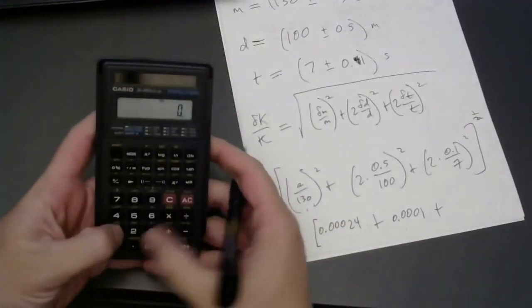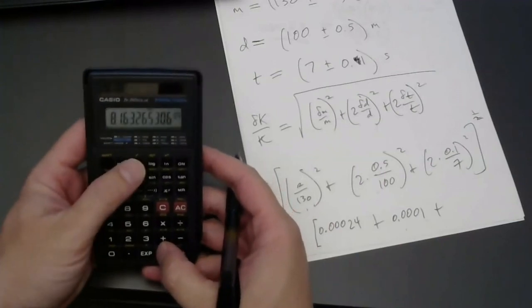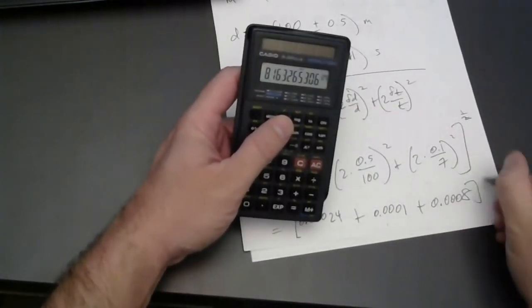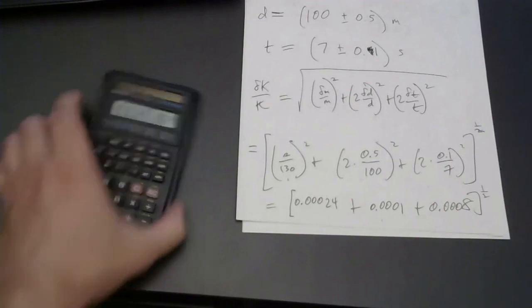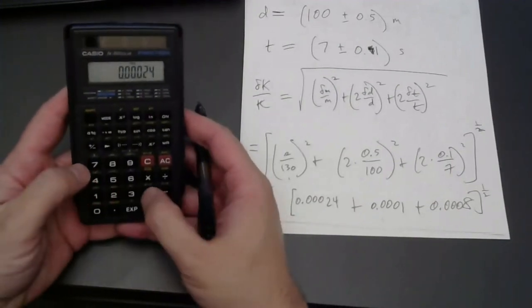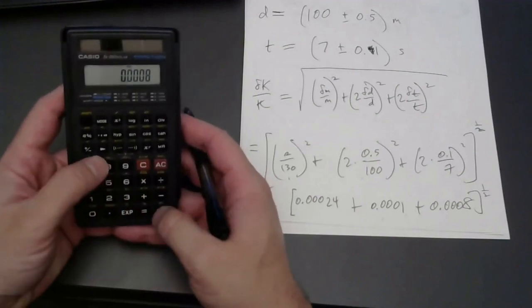And lastly, 0.1 divided by 7 times 2, square that. And I get 0.0008. So surprisingly, I got lucky, and each of these is comparable in magnitude. So I would add them all up and then take the square root. 24 plus 0.0001.